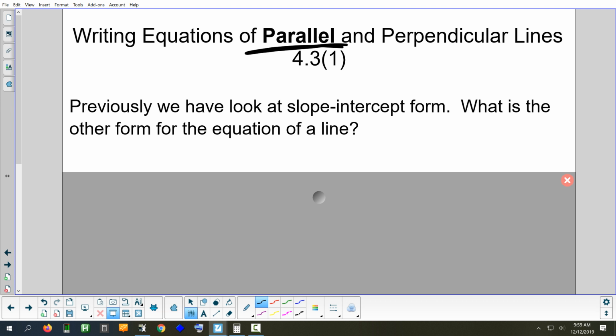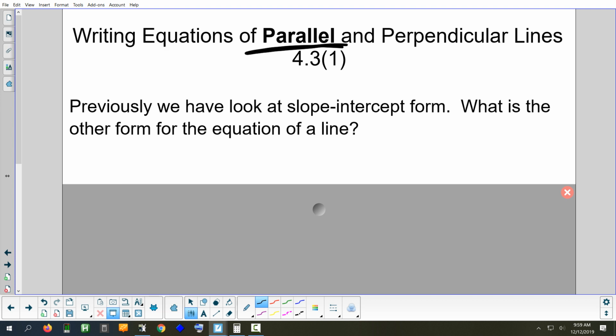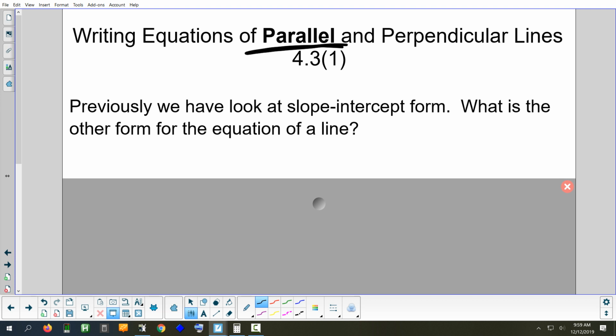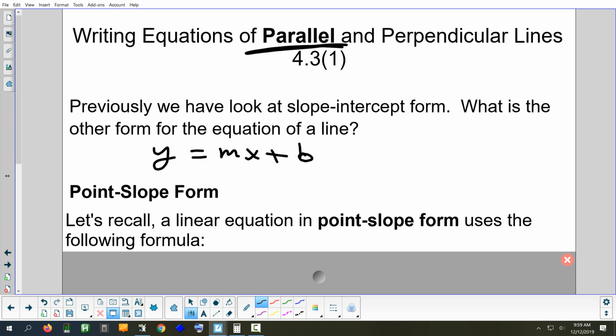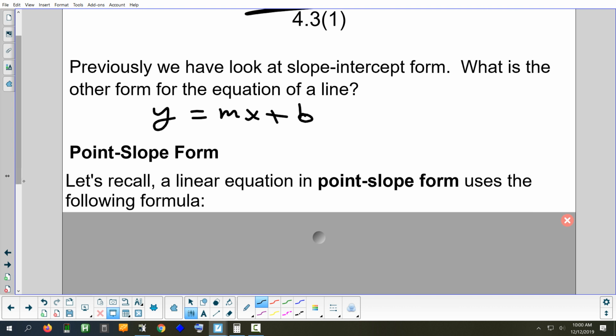So, previously we've done equations that are in slope-intercept form. Can someone remind me again, what is slope-intercept? Yep? Y equals mx. Nice. That's y equals mx plus b. We may see that come up in the lesson. Okay, so we might use slope-intercept sometimes, or we might also use point slope.